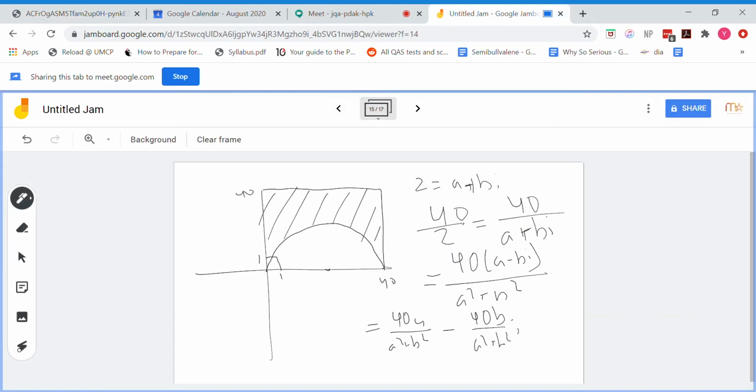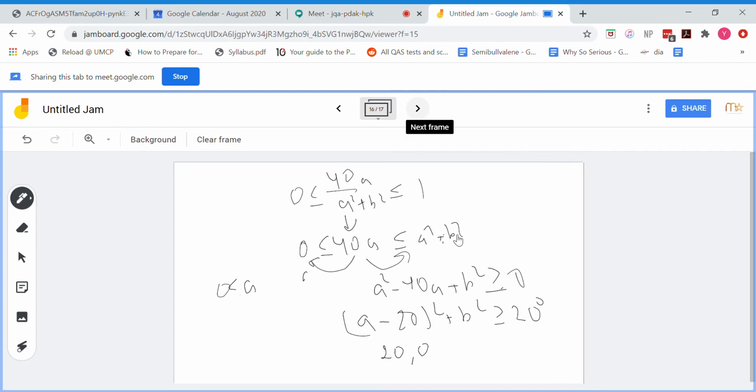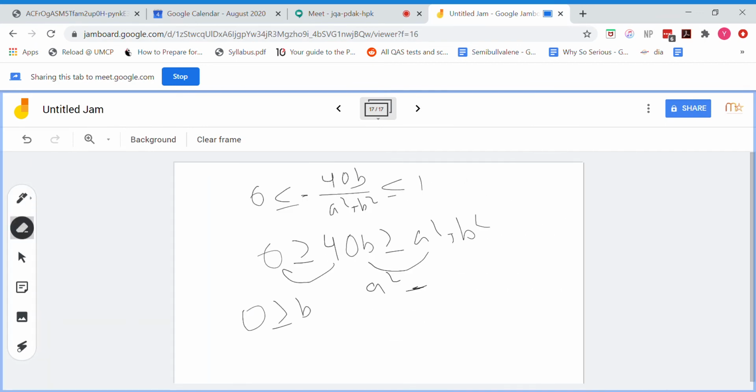Whoops, I kind of misread the question. This was 40 over z conjugate. That's what it was. And so this is a minus bi in the denominator, so in the numerator it's a plus bi. So this is plus. And so if we go here, this should be plus. Okay, that makes a lot more sense.